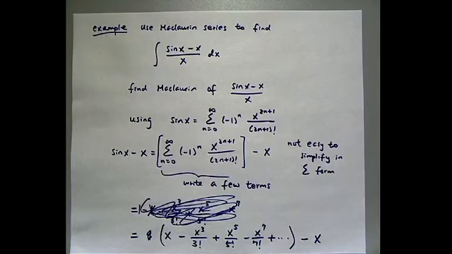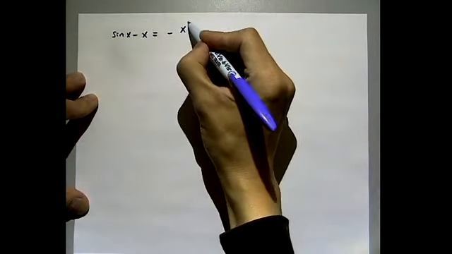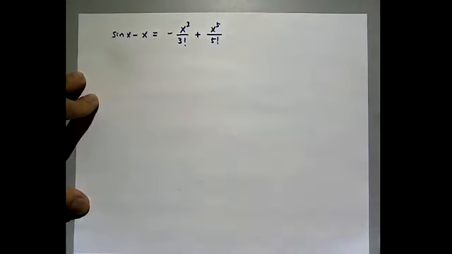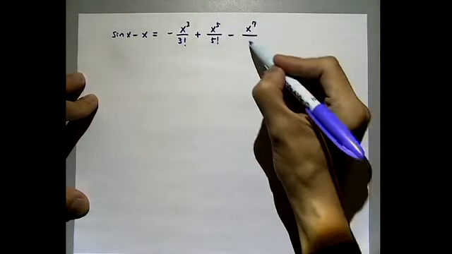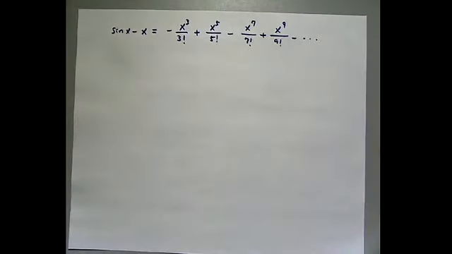Right? So you see what happens here. The first term gets taken away. Everything else is staying the same. So the first term goes away, so this new thing here starts at negative x cubed over 3 factorial. And then the same pattern, alternating signs.